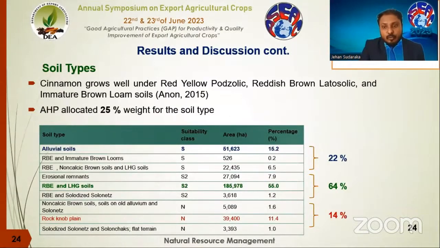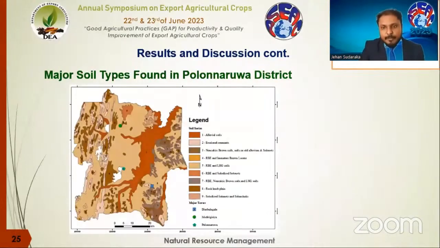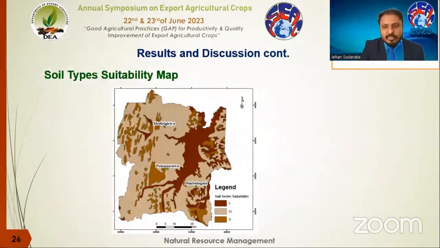Apart from the annual cumulative rainfall, soil type is going to be the next most critical limitation factor. Therefore, AHP allocated 25% weight for soil type. Cinnamon grows well under red yellow podzolic, reddish brown latosolic, and immature brown loams. These are the highly suitable soil types. Unfortunately, none of these soil types are found in Polonnaruwa. And there are 9 soil types in Polonnaruwa. 3 of them fell within the suitable category, 3 within the moderately suitable category, and 3 within the not suitable category. By only considering soil types, we can say Polonnaruwa district is moderately suitable for cinnamon cultivation because 64% fell within the moderately suitable category. This is the major soil type map, and this is the soil type suitability map.